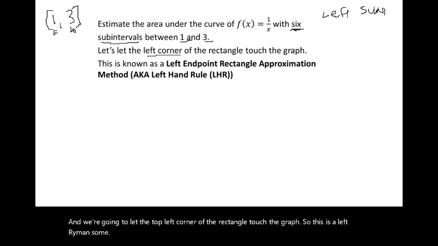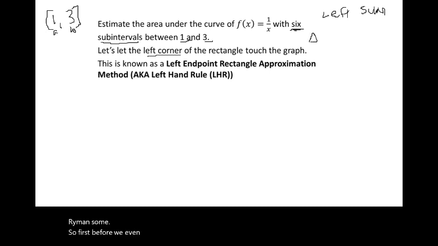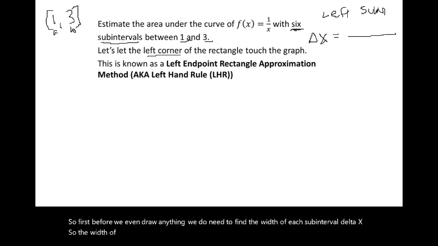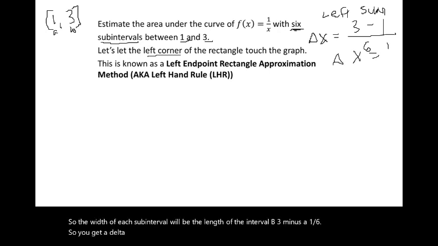So first, before we even draw anything, we do need to find the width of each subinterval, delta x. So the width of each subinterval will be the length of the interval, b, 3, minus a, 1, divided by 6. So you get a delta x of 1/3. Which means that each subinterval is going to be of width 1/3. Each rectangle is going to be of width 1/3.